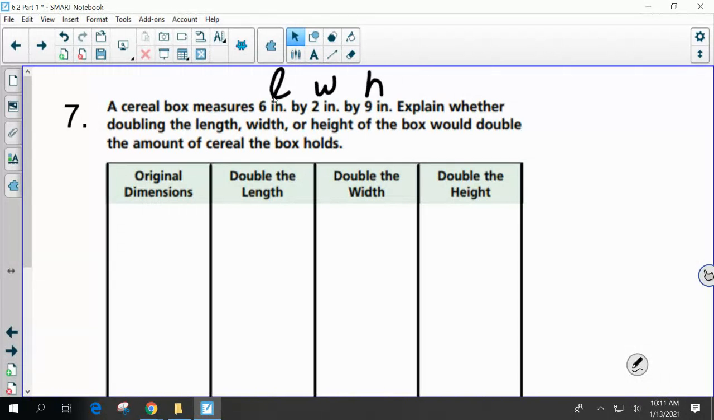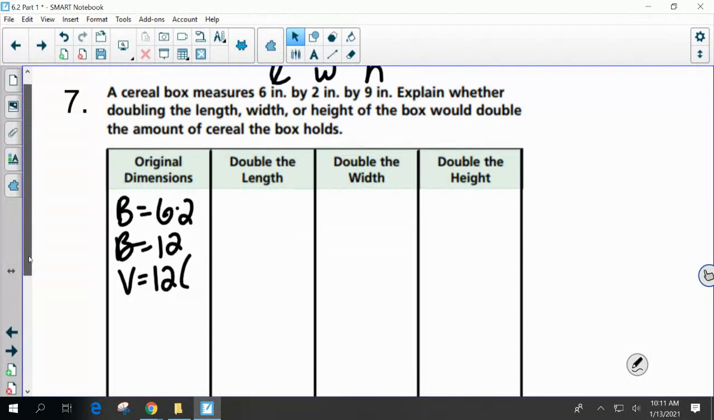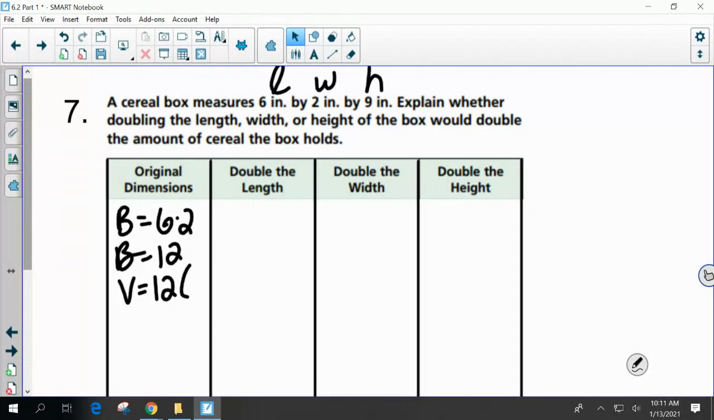So let's look at the original dimensions. So capital B equals length times width. So 6 times 2. So 12. And then my volume is 12 times the number I have not used yet. So what would that be? 9. So 12 times 9 is 108. And these are inches cubed.